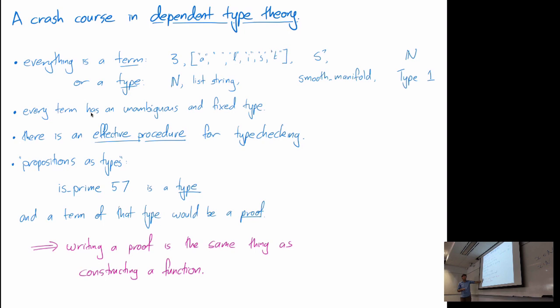Once you have this idea that we're just going to have propositions be yet more types, writing a proof is exactly the same thing as writing a function. The natural numbers are a type, and if you want to give me the fifth Fibonacci number, you just write a little program that produces a term, and it's exactly the same sort of process. We just write a function that produces some term that the type checker agrees is a term of "is prime 57". And that's what counts as a proof.